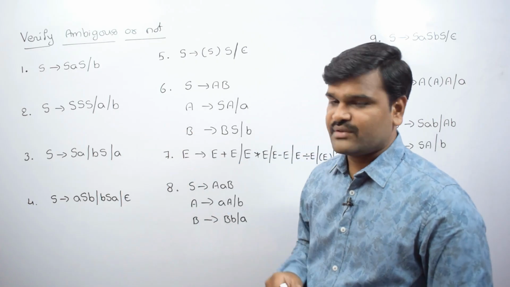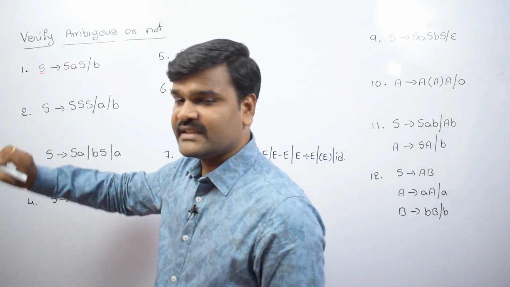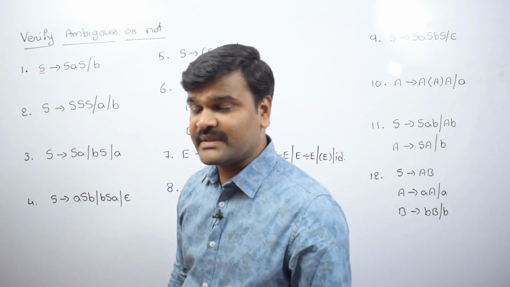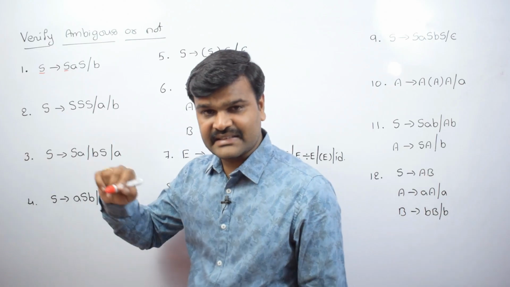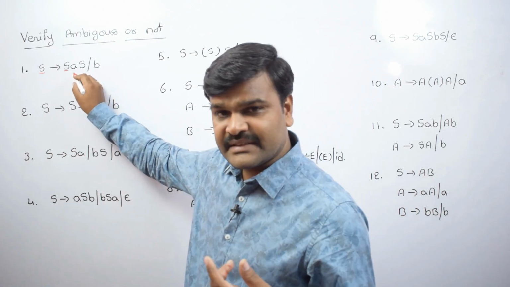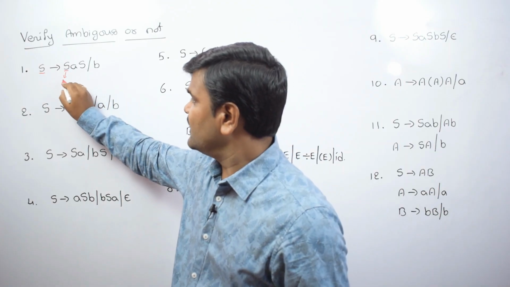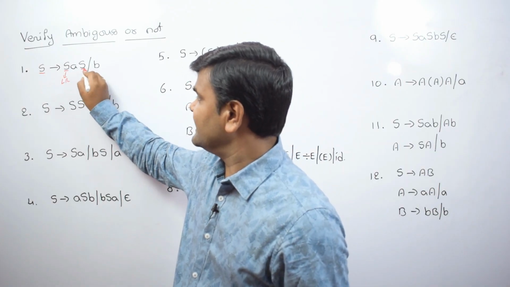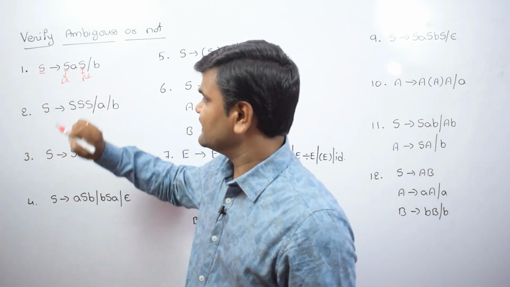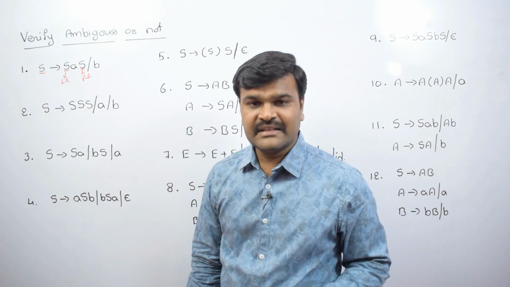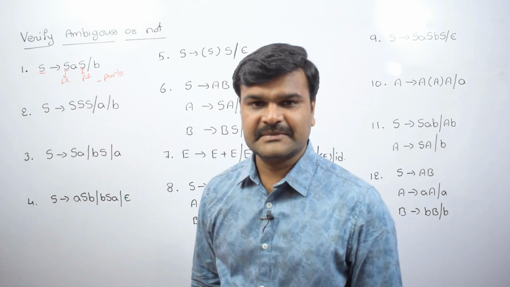So, let us see the first example. Here the LHS variable is S. Left recursive means the first variable is S, so left recursion is there, maybe in the same production or in a different production. Here you have left recursion, and here you have the same variable at the end, which means this is right recursion. So both exist, and if both exist, this will become ambiguous grammar.